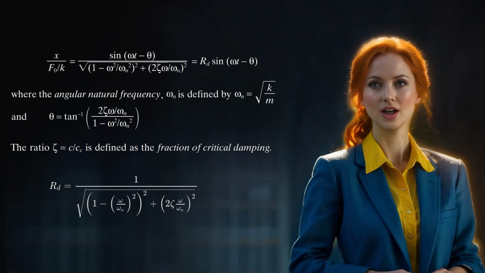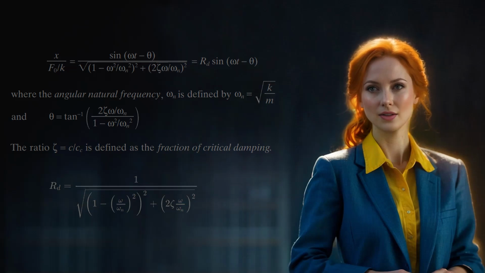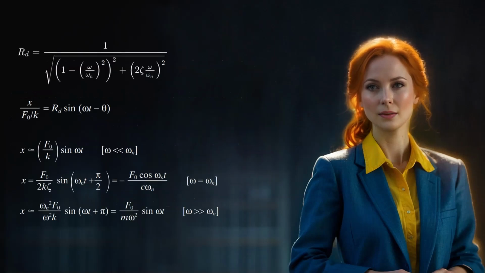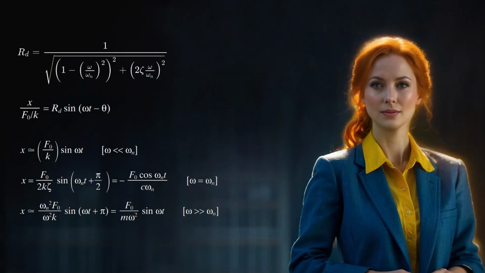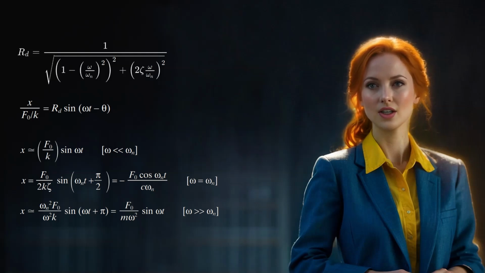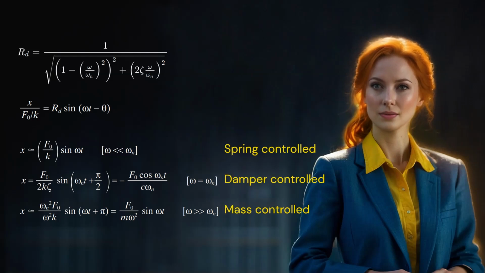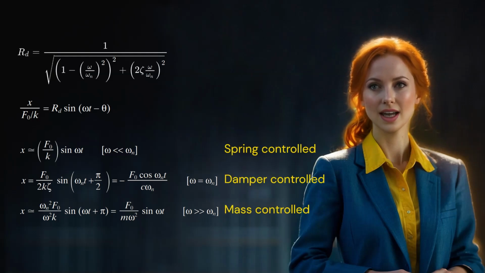Rd is a dimensionless response factor to make the equation look less daunting. Or does it still? At very low frequencies where the forcing frequency omega is much smaller than the natural frequency omega n, Rd is approximately equal to 1. It rises to a peak near omega n and approaches 0 as omega becomes very large. For the above three frequency conditions, the vibrating system is described as spring-controlled, damper-controlled, and mass-controlled, respectively, depending on which element is primarily responsible for the system behavior.